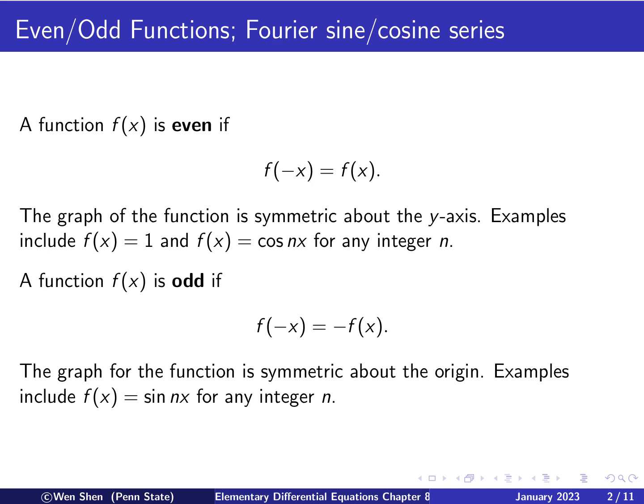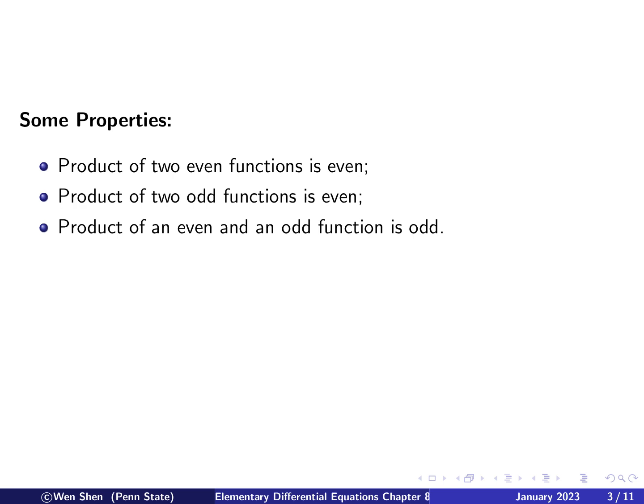Typical examples in our setting, that is, the study of Fourier series, would be the sine function, sine of nx for any integer n. This is an odd function. Okay, let's collect some properties. We have commented on all of that.